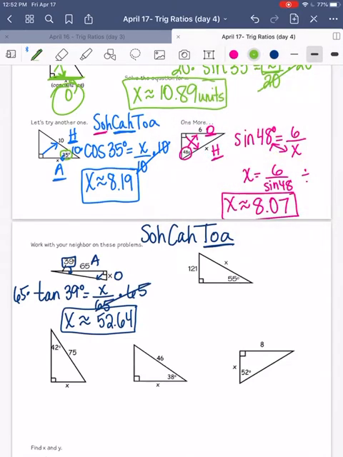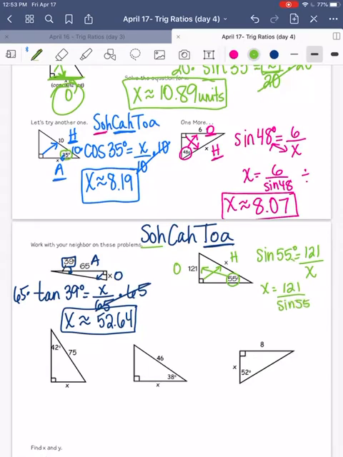Okay, let's try a couple more. So according to this 55, oh, and if you feel like you're catching on, you can just pause the video, try them yourself, and then check yourself, okay? All right, so we have our O and we have our H, so that's going to be sine of 55 degrees equals our O over our H. Okay, so that's divide. So x equals 121 over sine 55.